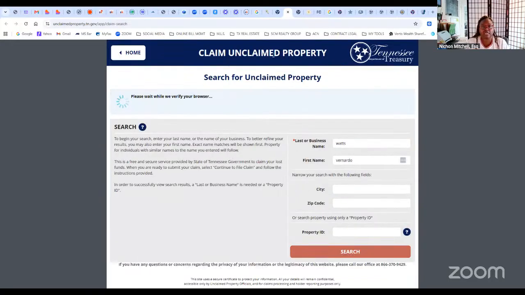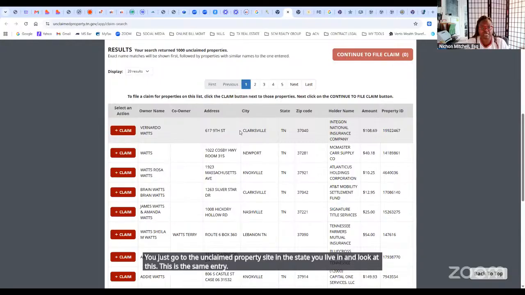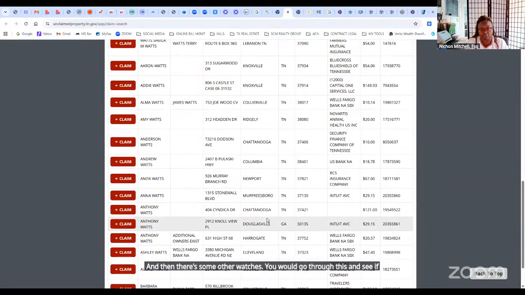This is the unclaimed property site for the state of Tennessee. You just go to the unclaimed property site in the state you live in and look at this. This is the same entry. See this 10869? This is the same entry. And then there's some other Watsons. You would go through this and see if there's anyone else.